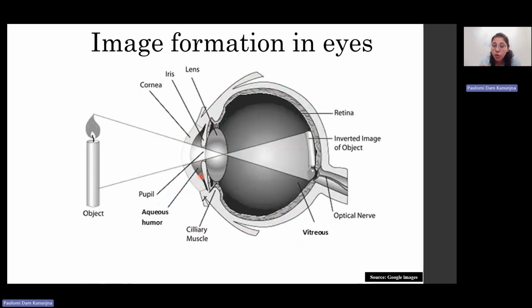Then you have focusing. Your lens changes shape to focus the light precisely on your retina, right? If you have distant objects, far objects, your lens becomes flat, your ciliary muscles become relaxed. If you have a nearer object, your ciliary muscles contract, lens becomes rounded. So basically what you want is your light rays to focus on the retina, right? And on your retina, the image formed is real, inverted, and smaller, right?